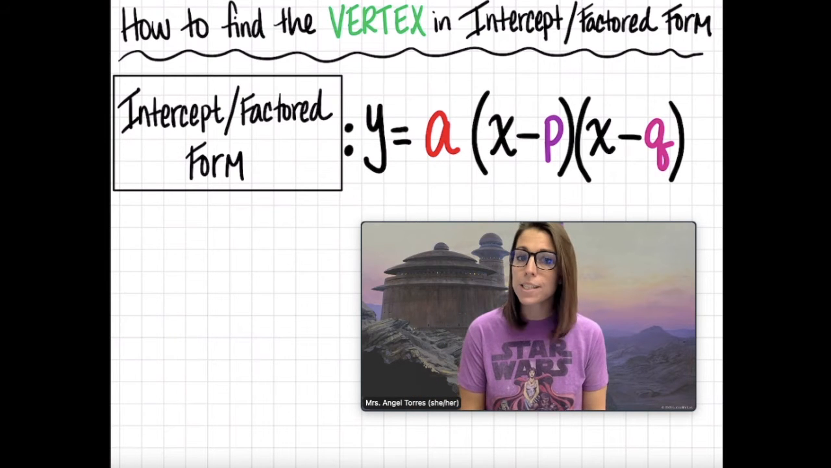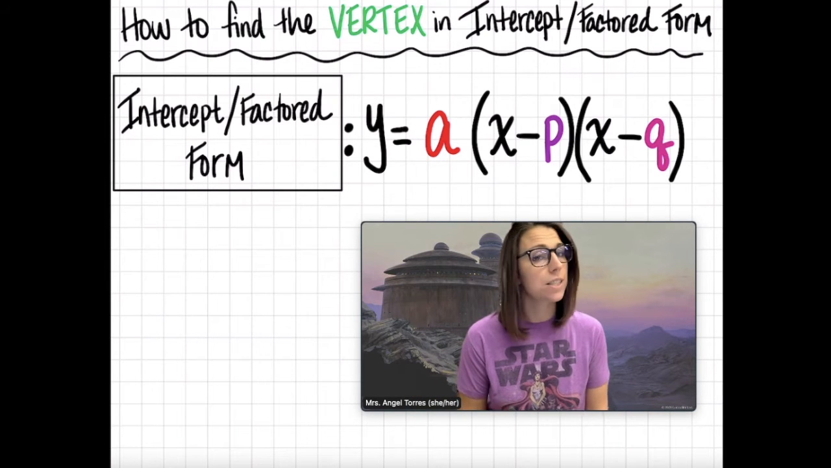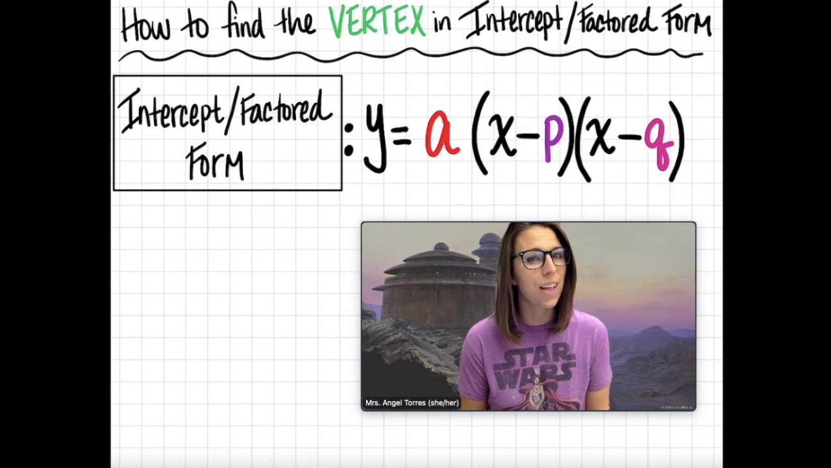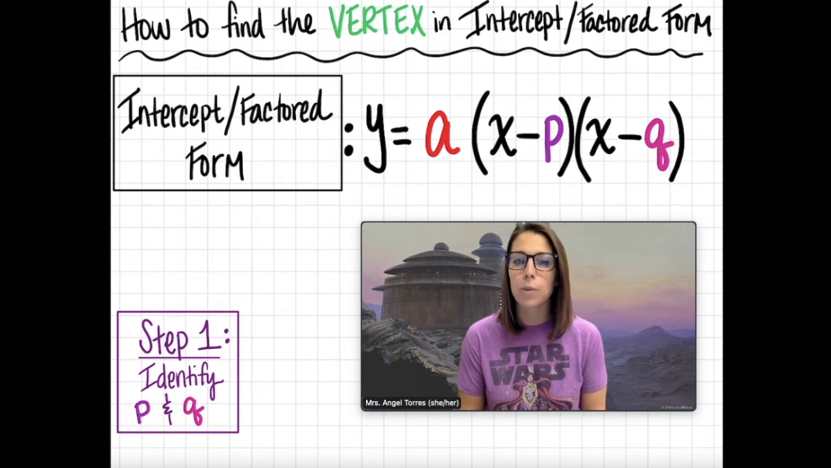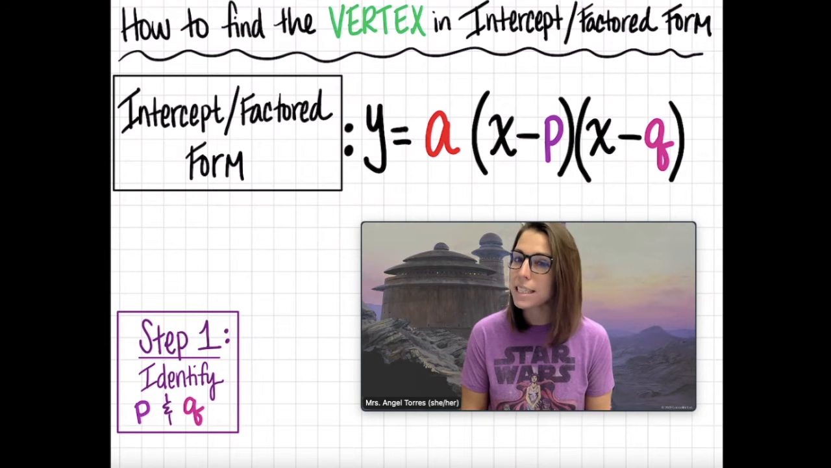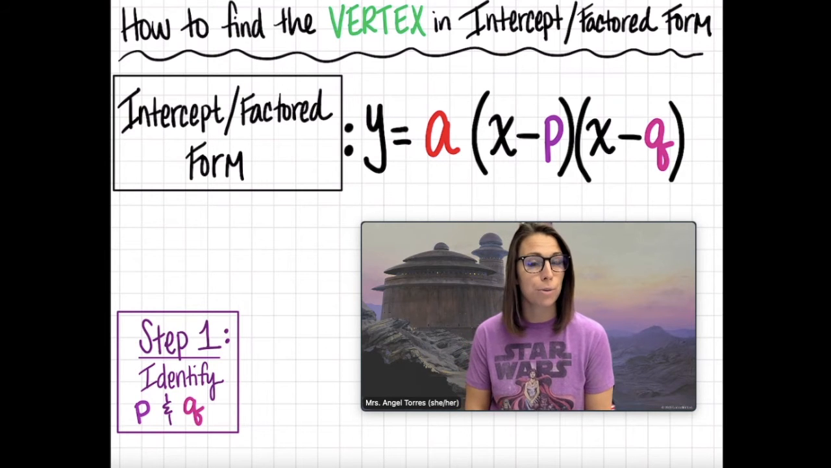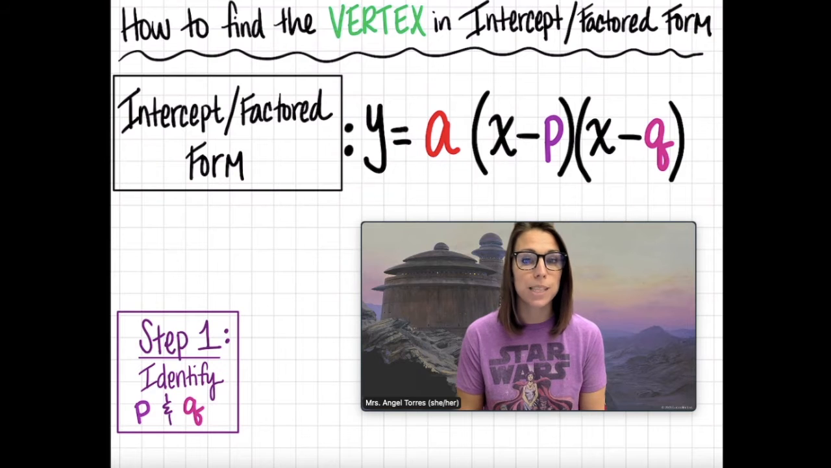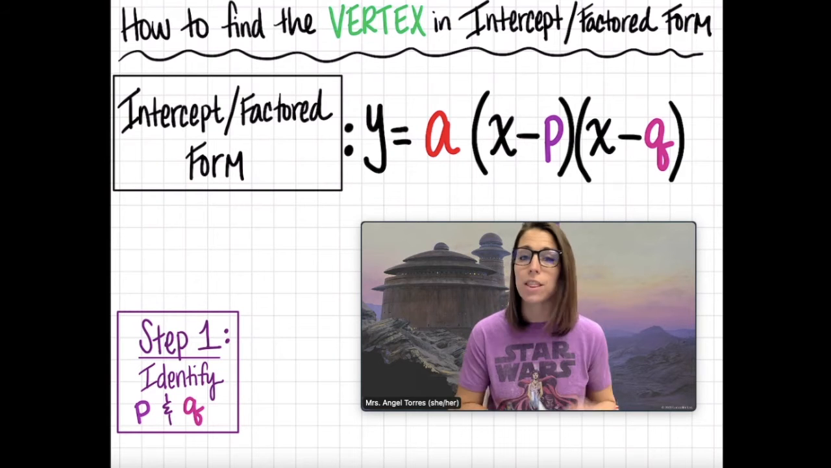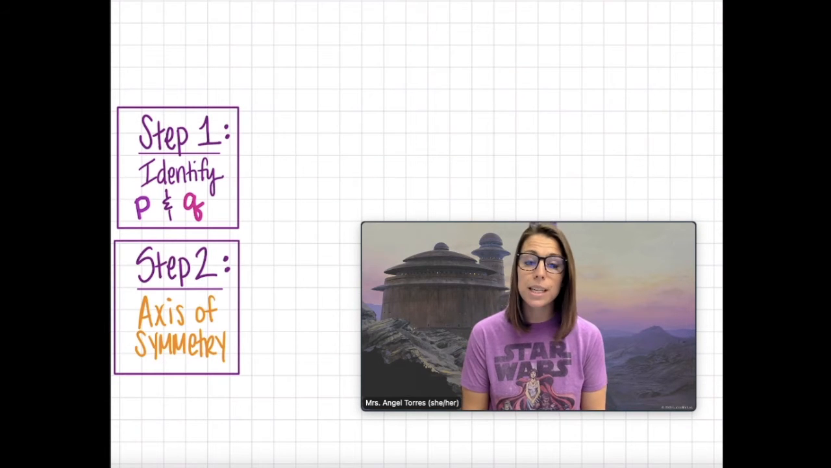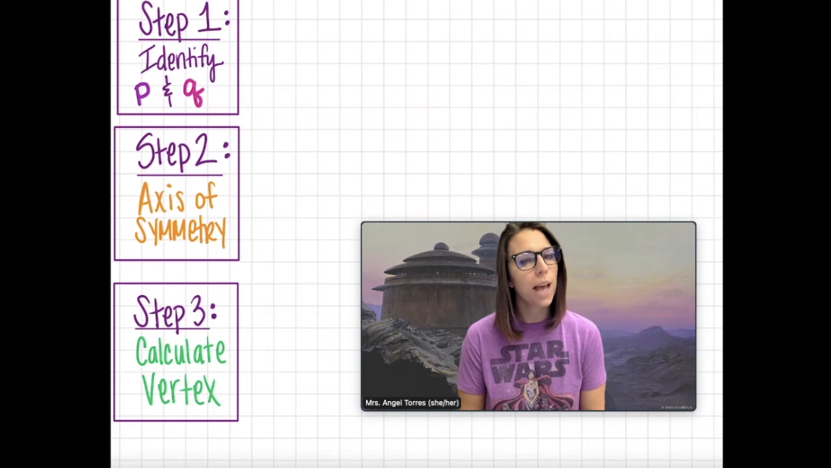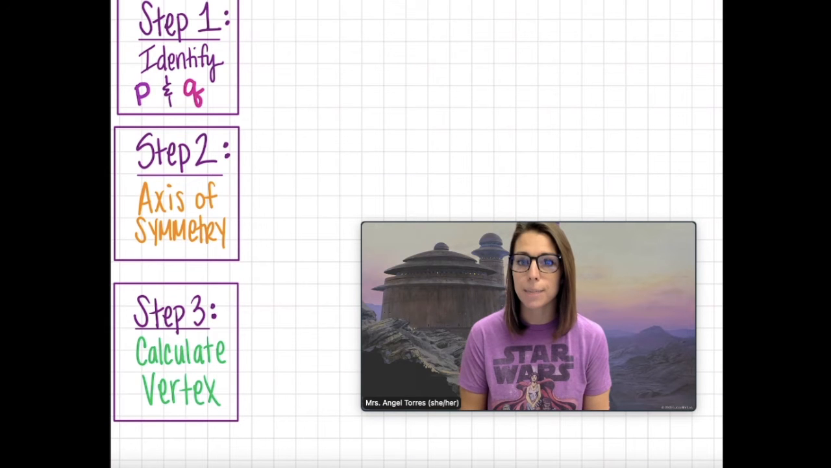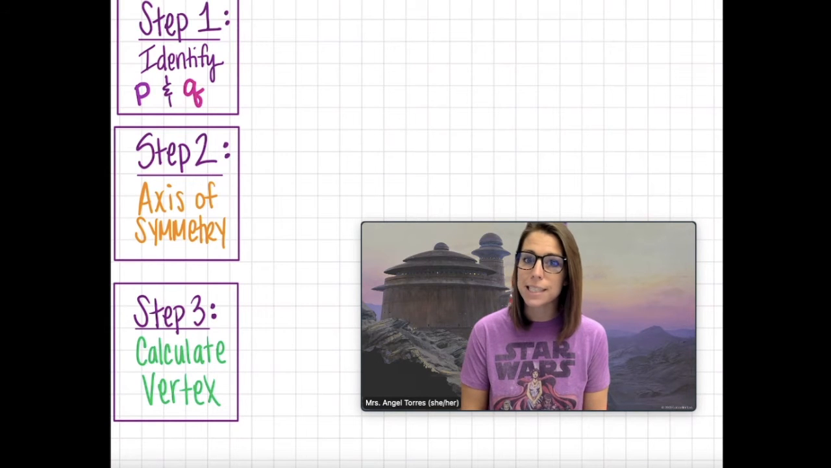The three steps to finding the vertex in this form, since the vertex is the most important point on the parabola, are as follows. Step one is you need to identify what's called P and Q. That might sound familiar to those of you who've done factoring with us in the past, the P's and Q's game. You'll also see P and Q in the formula here. Step two is to identify the axis of symmetry. And of course, step three is then to calculate the vertex using the value of x from our axis of symmetry in step two. So let's take a look at our first example.